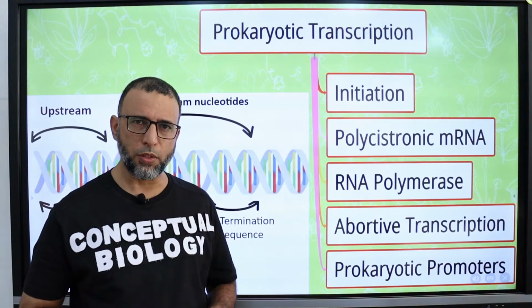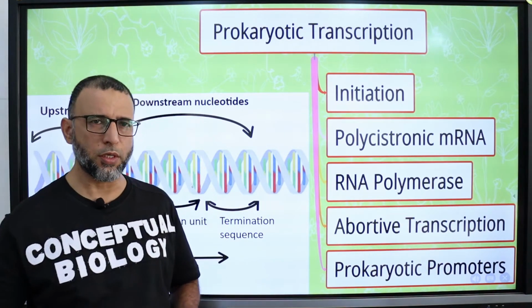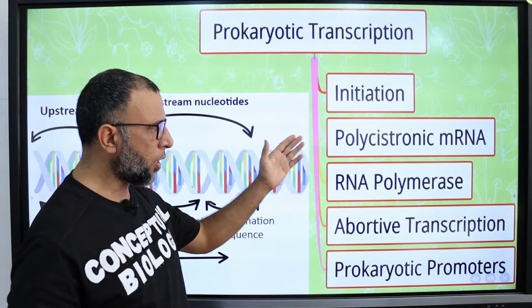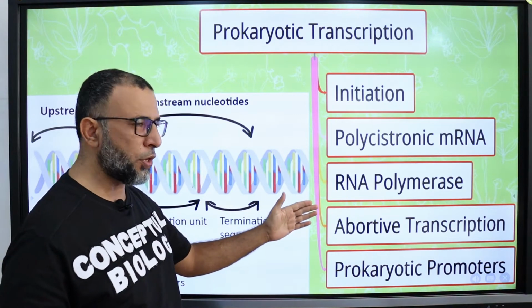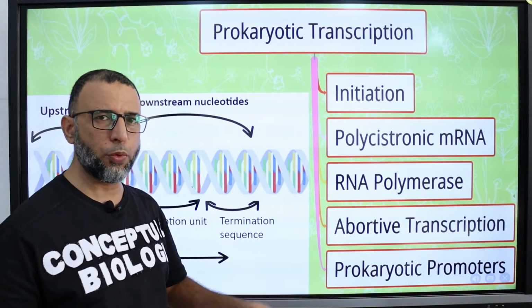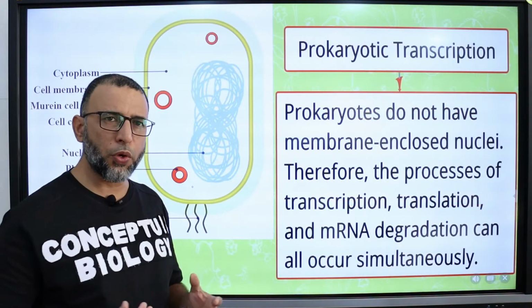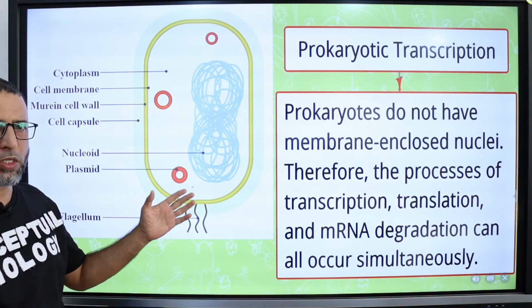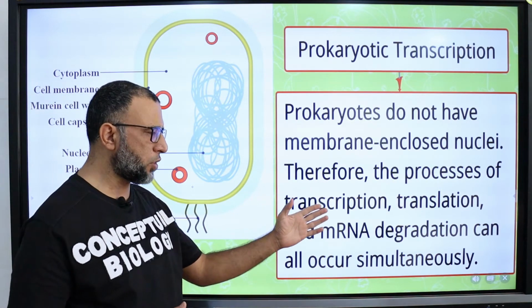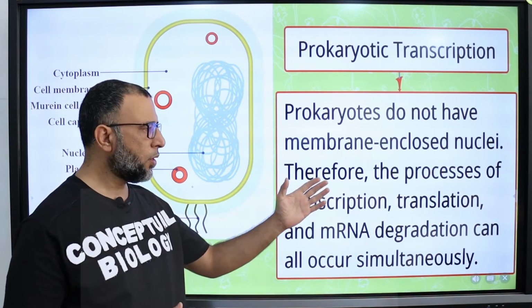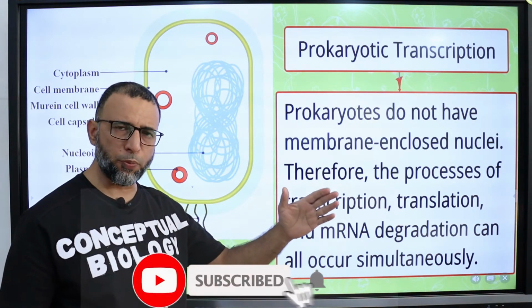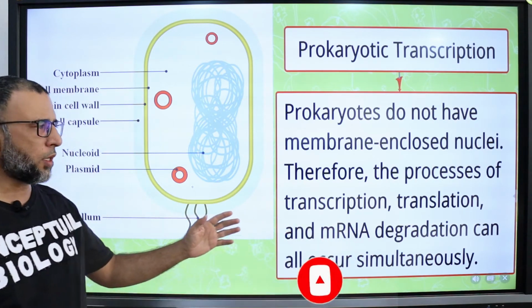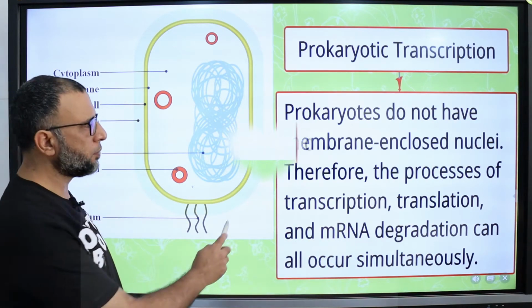Today I am going to discuss part 2 of prokaryotic transcription. It includes initiation, polycistronic mRNA, RNA polymerase, abortive transcription and prokaryotic promoters. As we know, prokaryotes don't have membrane bound nuclei, and the process of transcription, that is synthesis of messenger RNA from DNA, translation, that is synthesis of protein from messenger RNA, and mRNA degradation, all take place simultaneously.